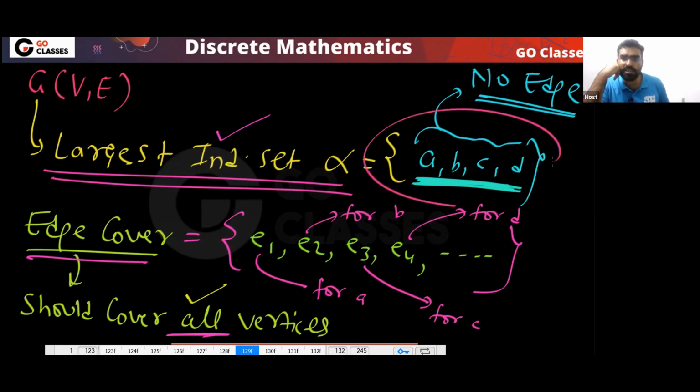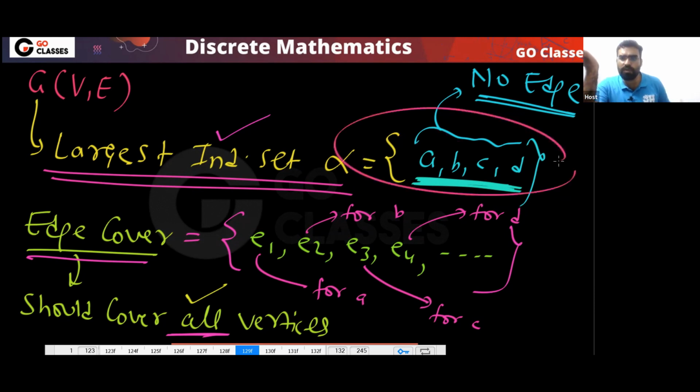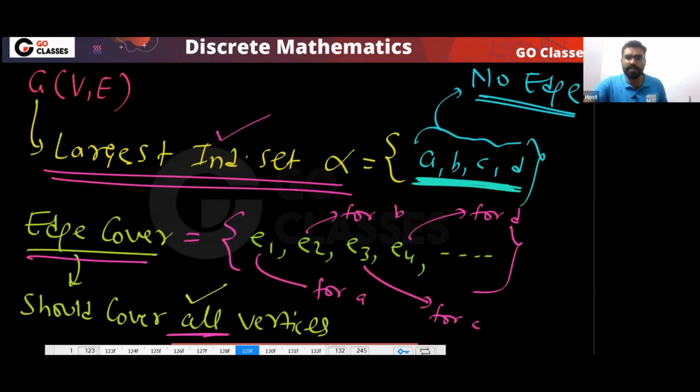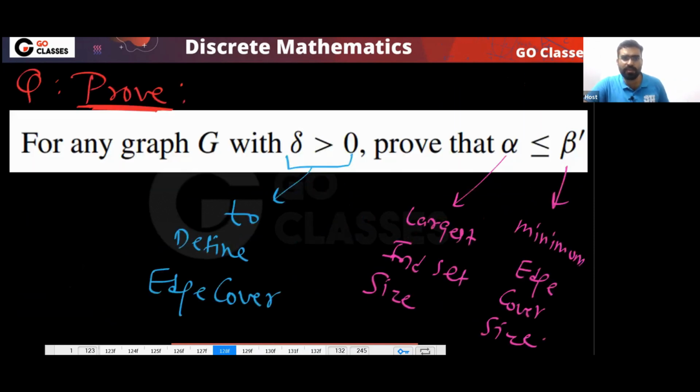So if you want to cover these vertices, then you definitely need at least four edges. If you want to cover this vertex, you need a different edge. This vertex, different edge. So for these four vertices, you need at least four edges. So finally, this is the proof. Is this proof clear? Very simple proof. That alpha is less than or equal to beta dash.